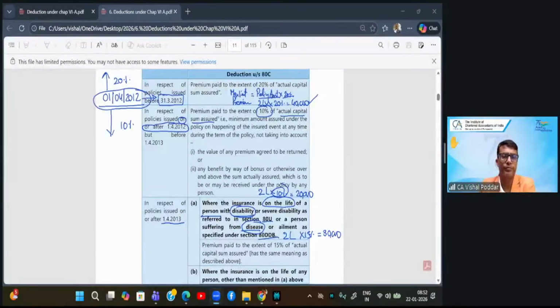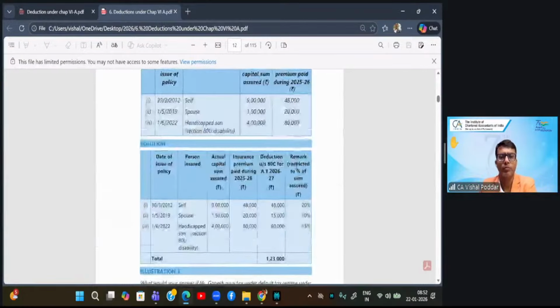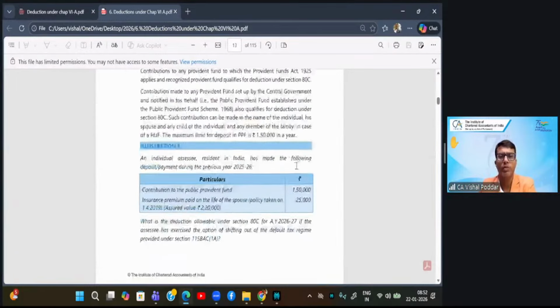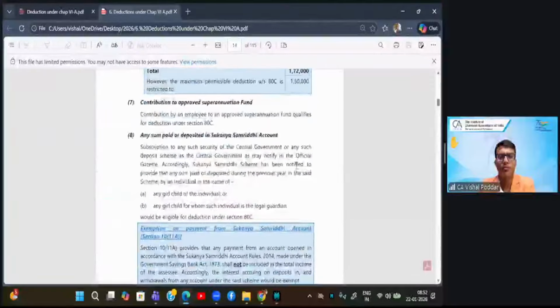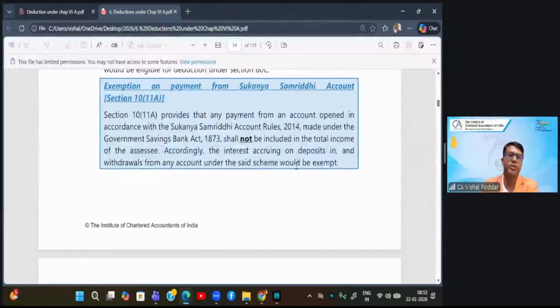Good. Now, this was about the life insurance part. Now coming to the next important point where there is some important detailing.